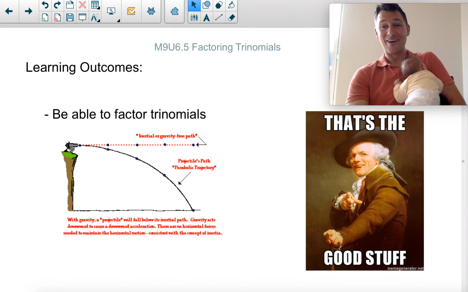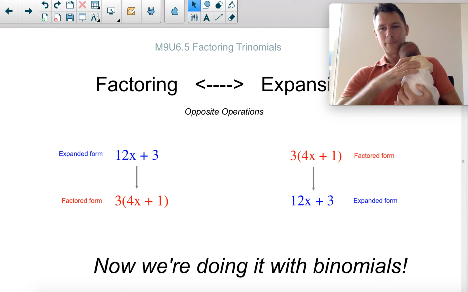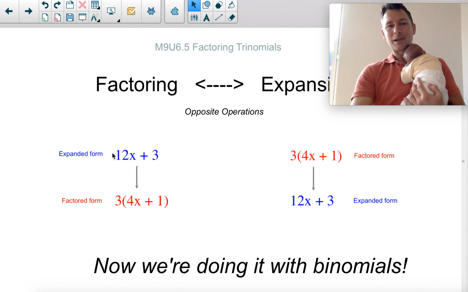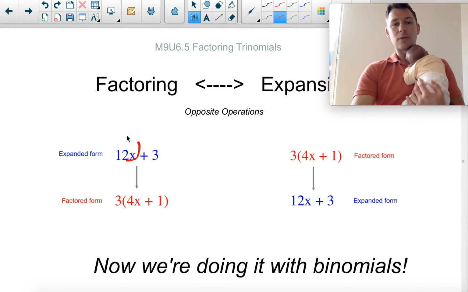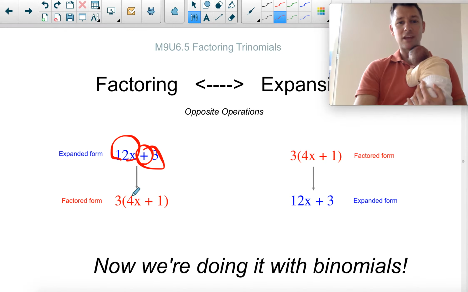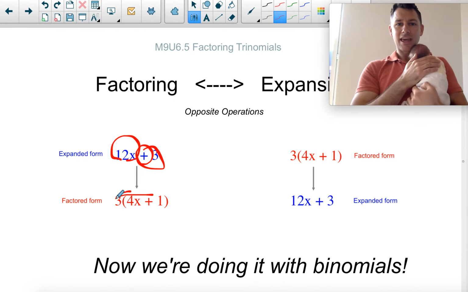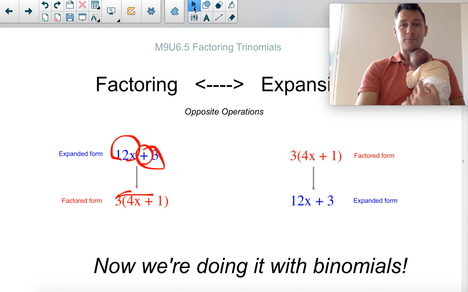All right. So what we're gonna figure out how to do is go backwards. We've gone from expanded form to factored form with numbers, and we said, hey, what do the 12x and the 3 have in common? What they had in common was the 3, and we pulled the 3 out front, right? We're going to do the same thing but with binomials, yeah? And so we're going from expansion to factoring. So let's try it out.